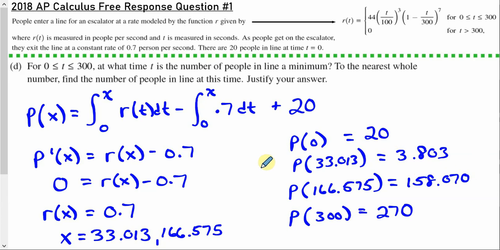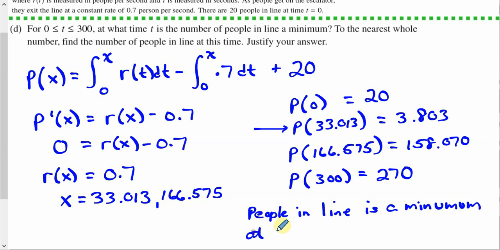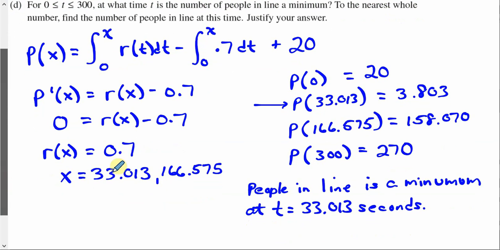So it's very clear that the minimum happens here. So what you would say is that the number of people in line is a minimum at the time equaling 33.013 seconds. And you could say, because remember, it says round to the whole number, there are about 4 people.